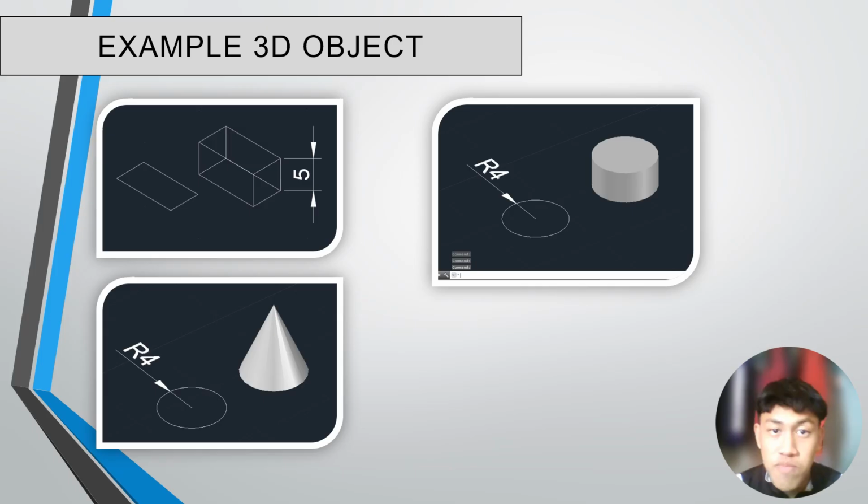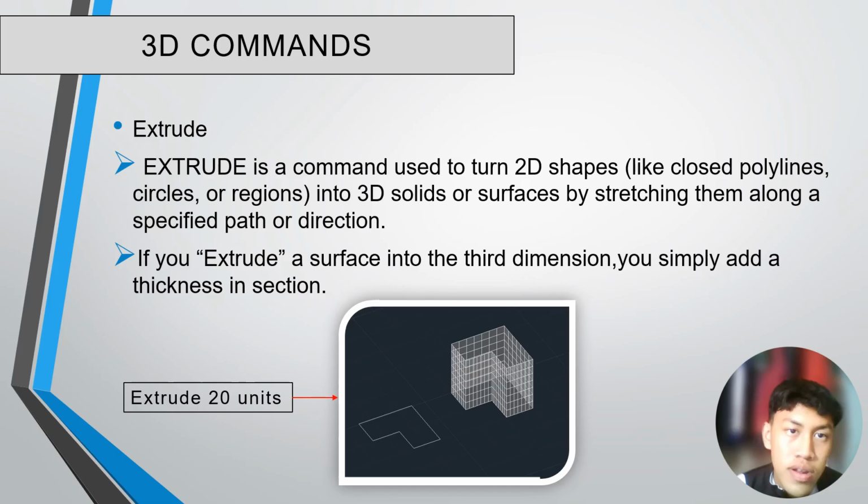Here are some examples of 3D objects. We can do rectangles, we can do a cylinder, even a cone. So for 3D commands, extrude, for example, is a command used to turn 2D shapes like closed polylines, circles, or regions into 3D solids or surfaces by stretching them along a specific path or direction. So if you extrude a surface into the third dimension, you simply add thickness to the section.